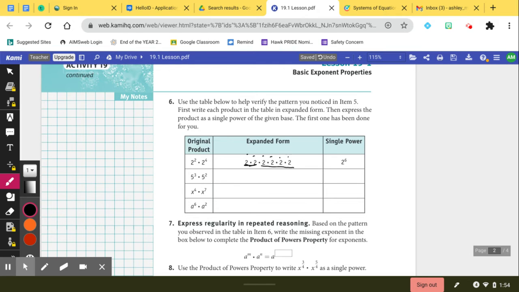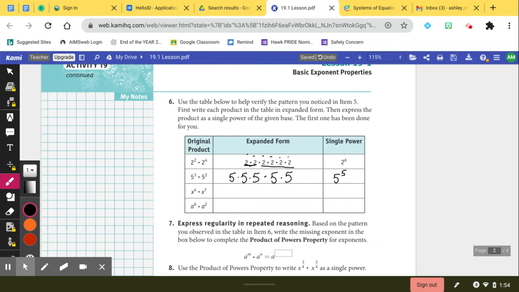And we can see this with 5 to the third times 5 to the second. So that would be 5 times 5 times 5 times 5 times 5. I'm multiplying 5 times, so that would be 5 to the fifth.